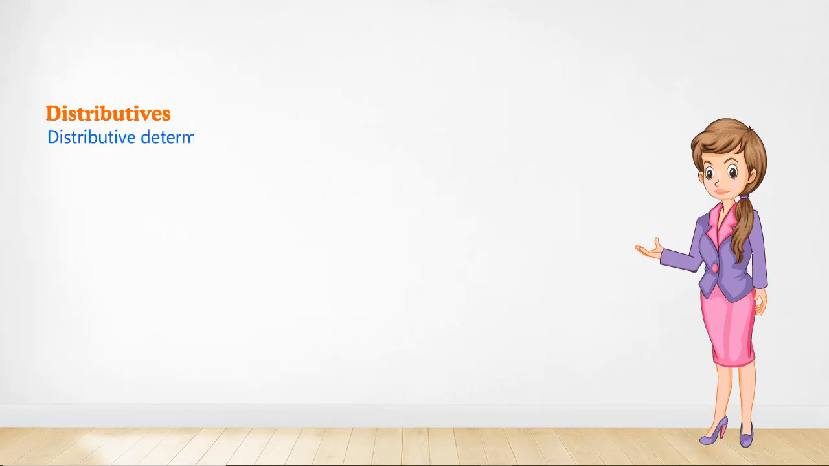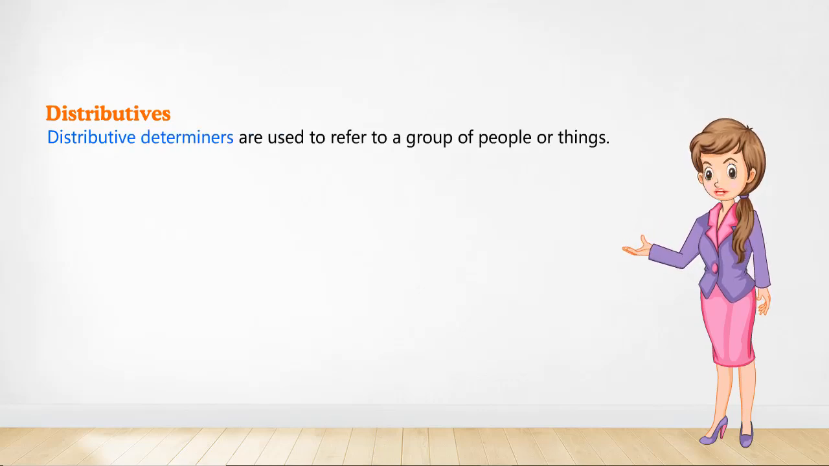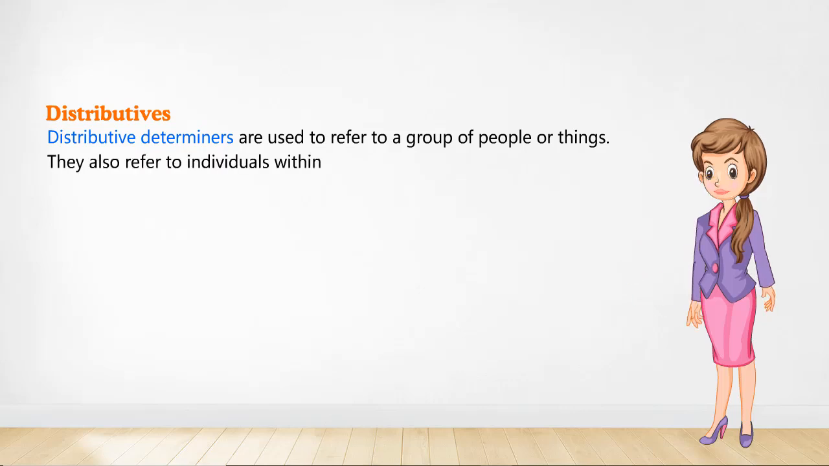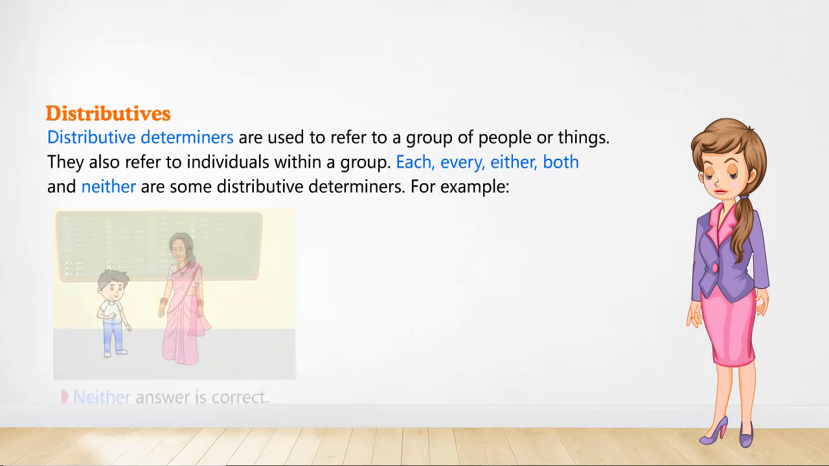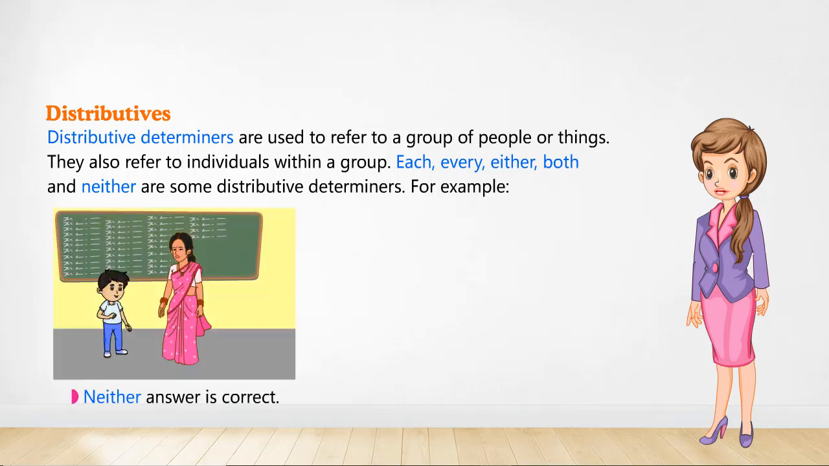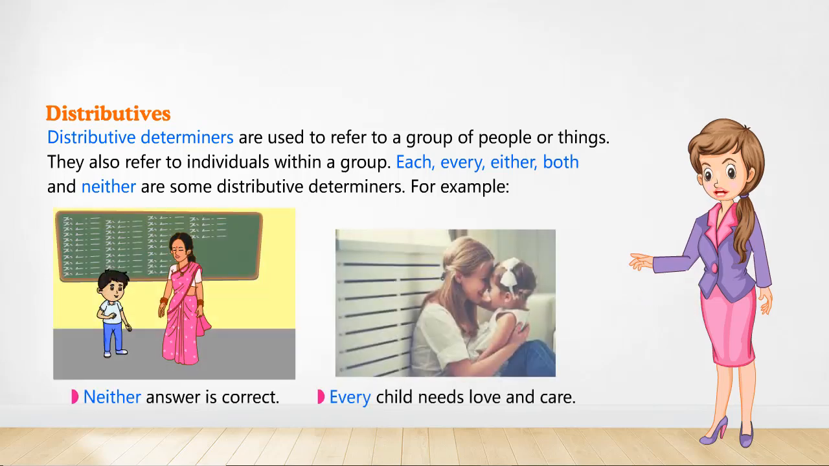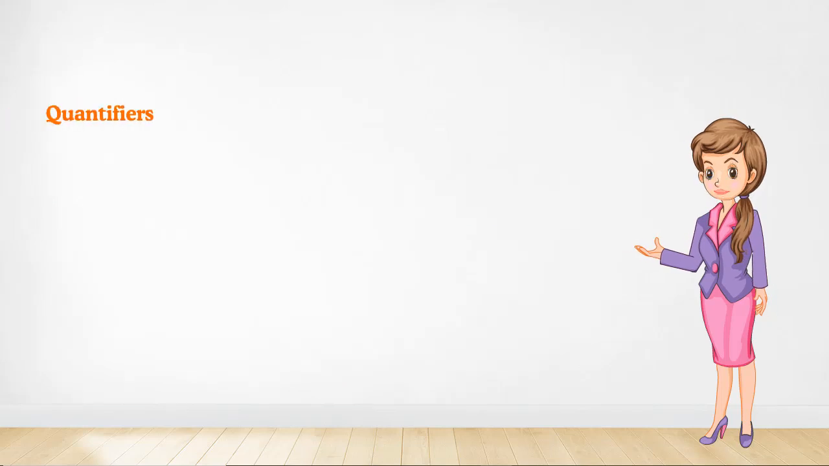Distributives. Distributive determiners are used to refer to a group of people or things. They also refer to individuals within a group. Each, every, either, both, and neither are some distributive determiners. For example, neither answer is correct. Every child needs love and care.